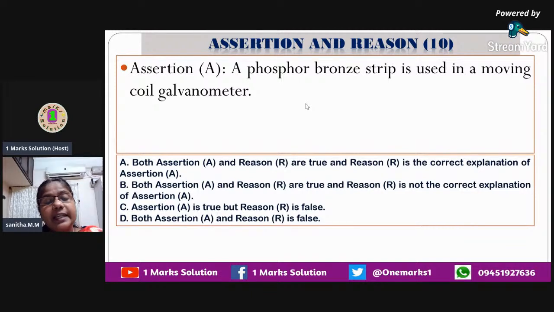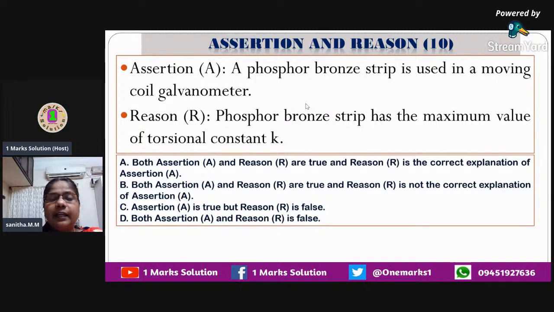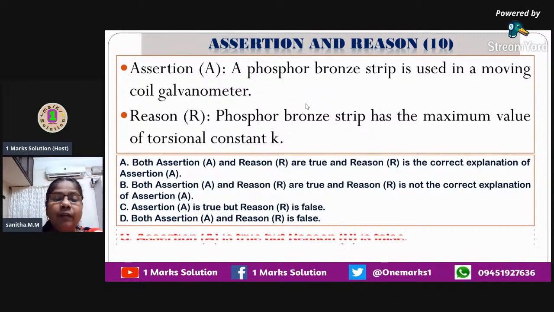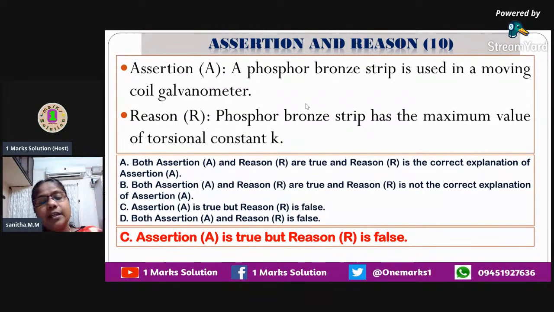So the equation for the sensitivity, what is it? Phi is equal to NBA divided by C. So if C is very low, then only the deflection will be more for a steady current. We will go for the reason: a phosphor bronze strip has a maximum value of torsional constant. No, it should have a low value of torsional constant. So the assertion is true and the reason is false. So that is the option C.